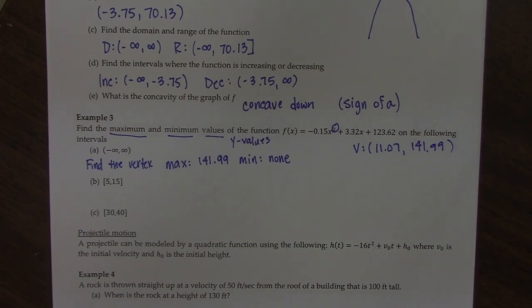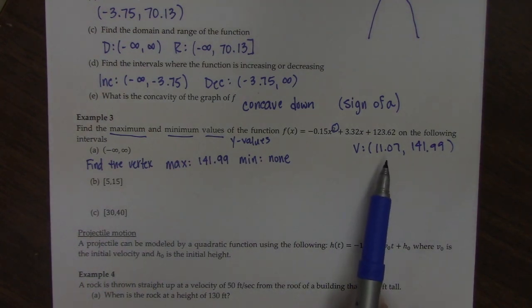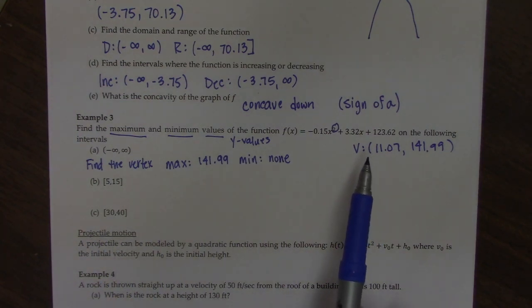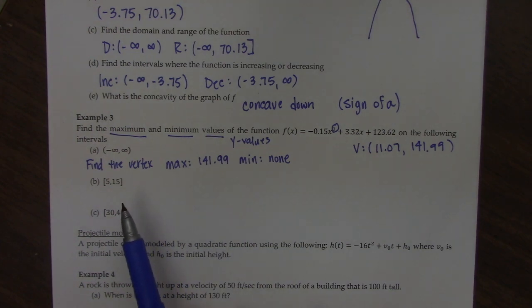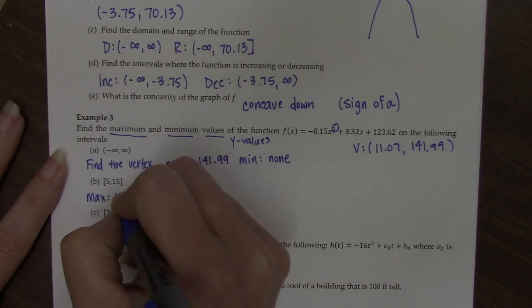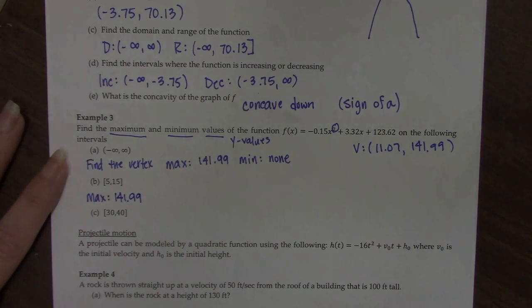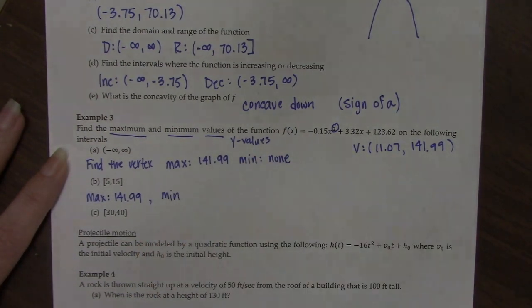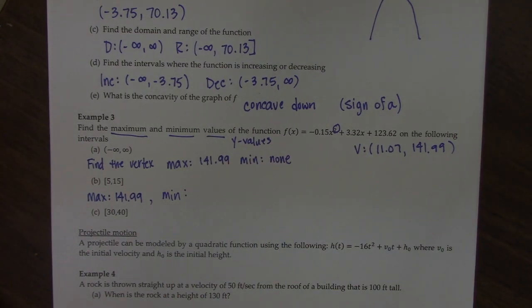Now look at the next interval. It's 5 to 15. So if my vertex, right, 11, is in here, which it is, we already know that's the biggest point on the entire graph, well then it also has to be the biggest point in this interval. So I already know that my max is going to be 141.99 again. But what I do need to do is find the minimum value, because now, rather than the graph being able to look at all the values, we've actually cropped it at 5 and 15. So the endpoints could in fact be minimums.